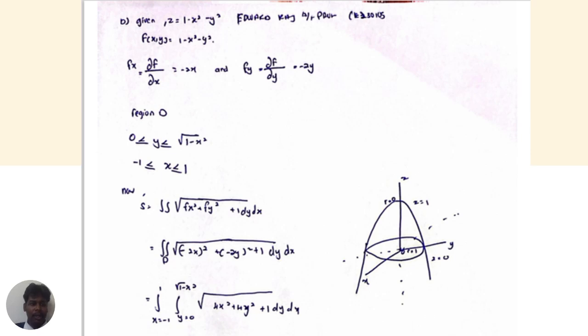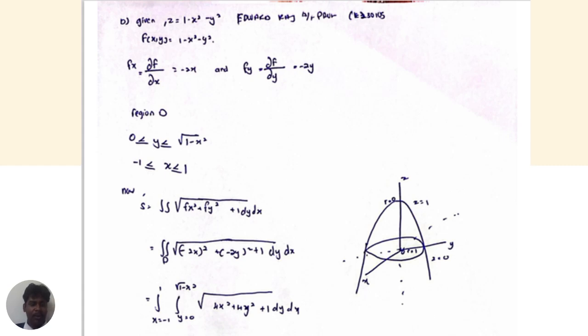First we find fx and fy. For fx, it is negative 2x and fy is negative 2y. After that, the region: 0 smaller than y, smaller than square root of 1 minus x square, and x from negative 1 to 1.